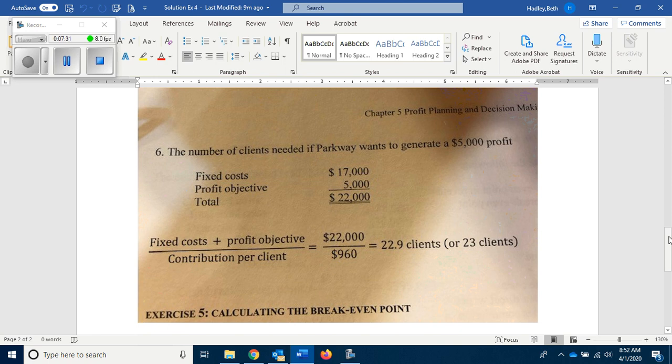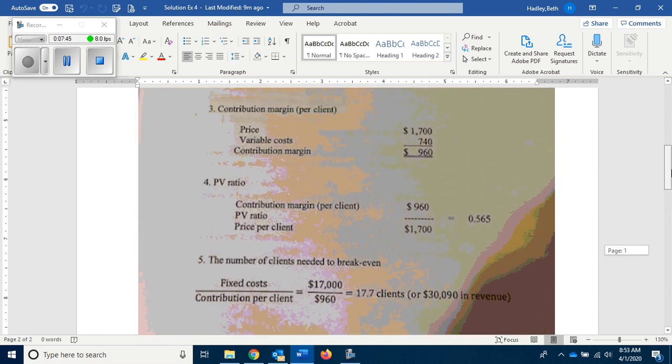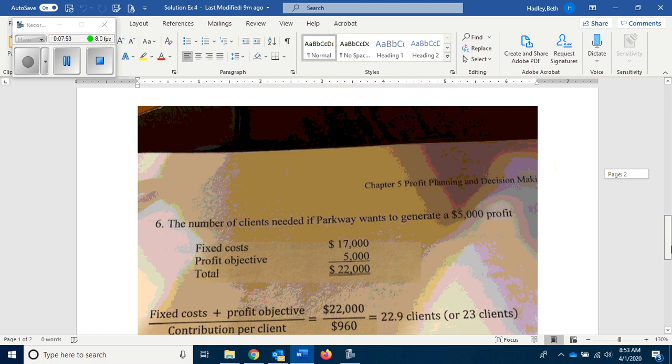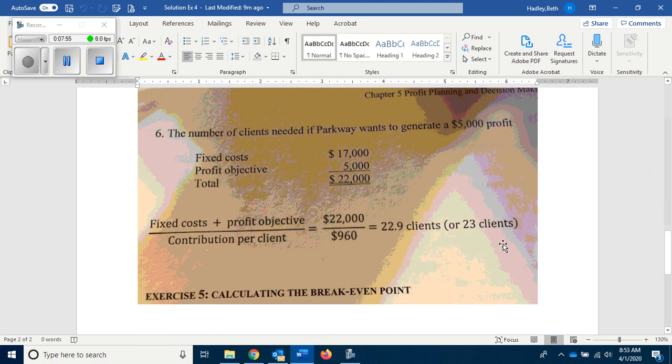So your number of clients for a $5,000 profit: your 17,000 plus your 5,000 gives you a total of 22,000. Fixed cost plus profit objective, 22,000 divided by your 960 per client equals 22.9. Again, you can't have 22.9 clients, so you have 23. And then how much revenue is that? What would your formula be? 23 times 1,700, because that is your price per client. So 23 times 1,700 equals 39,100.